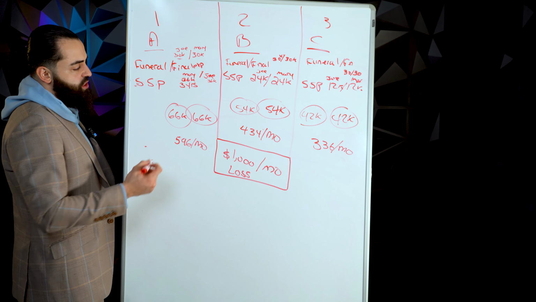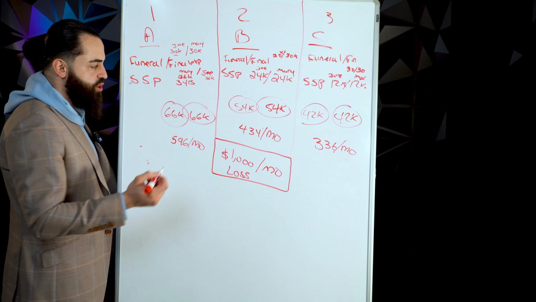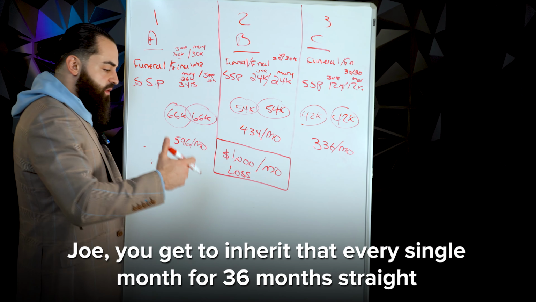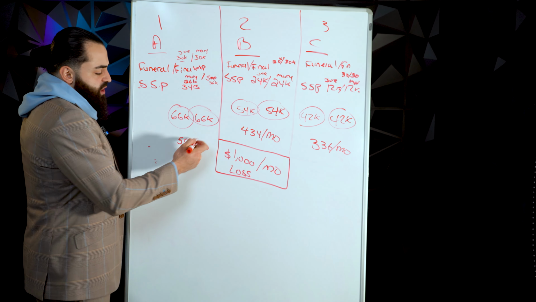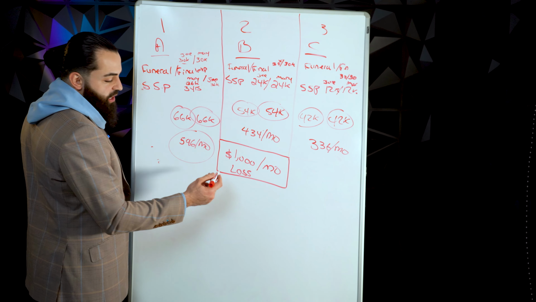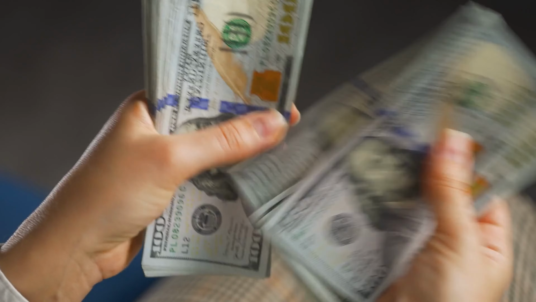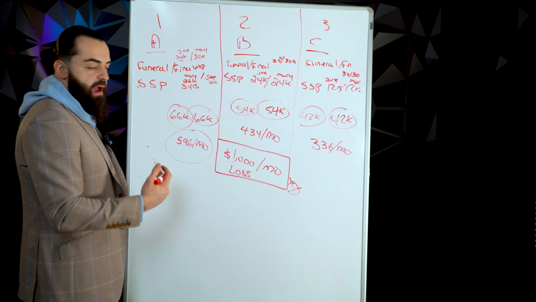Social Security protection, so that $1,000 that we talked about that you're going to lose every month comes in for 3 years straight on Mary. If she was to pass away, Joe, you get to inherit that every single month for 36 months straight. That means 3 years of income protection. This one is $596 per month, which is a lot less than your fourth option, which I didn't present to you yet, which is $1,000 a month. So here you pay $1,000 a month and you get nothing. Here you're setting aside $596 a month now, and you will inherit that $1,000 a month after one of you passes away.